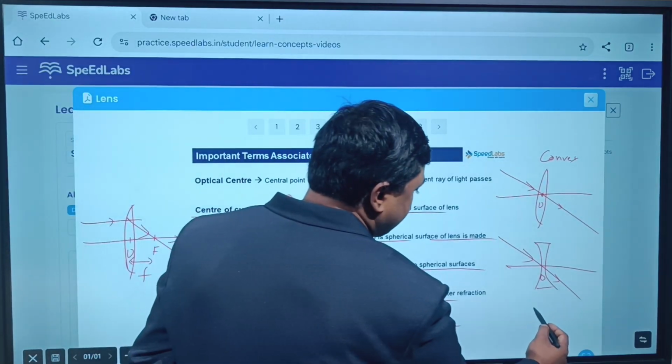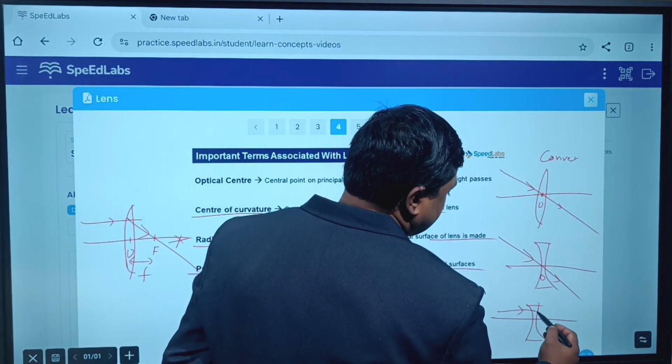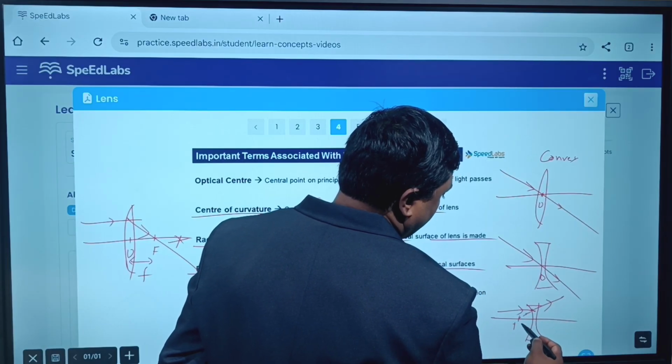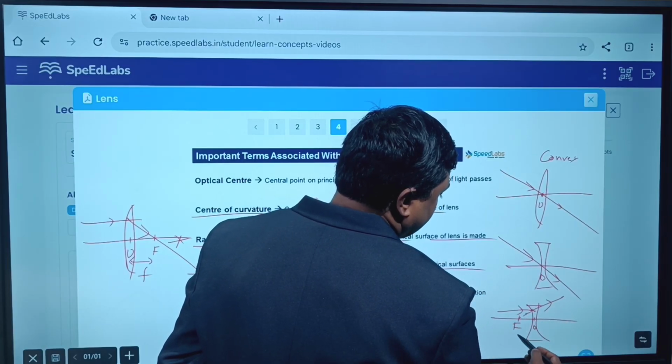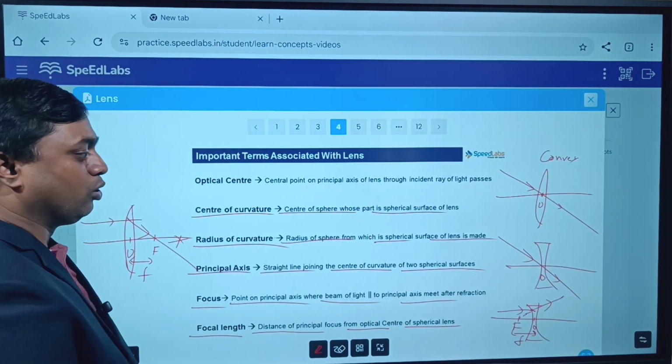In the case of a concave lens also, if a ray of light is parallel to the principal axis, after refraction it will appear to pass through one point. That point is called what? Focus. This is the optical center. The distance between O and F is called the focal length. Please make a note of this.